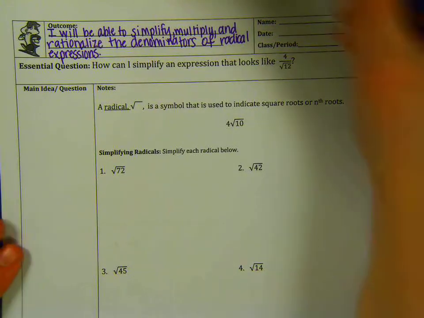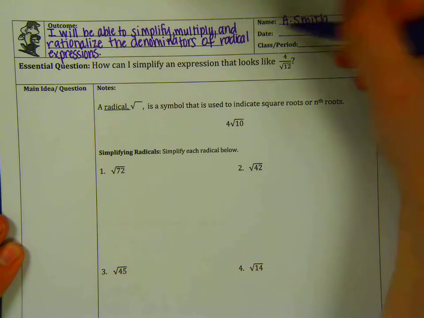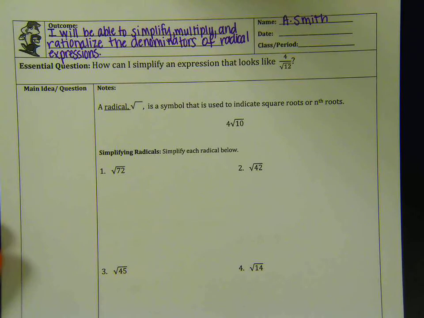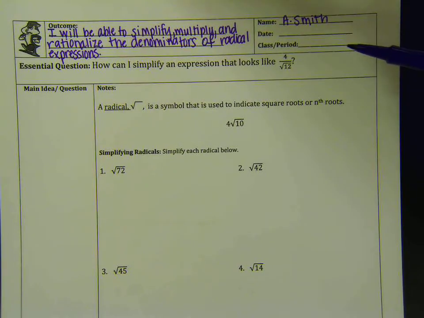Okay. Make sure you write your name in the top right corner, whatever date that you are writing this down on and whatever class period you're in. So our essential question for today is, how can I simplify an expression that looks like 4 over the square root of 12? This is something we haven't talked about at all this year. So today we are going to work on that a little bit.